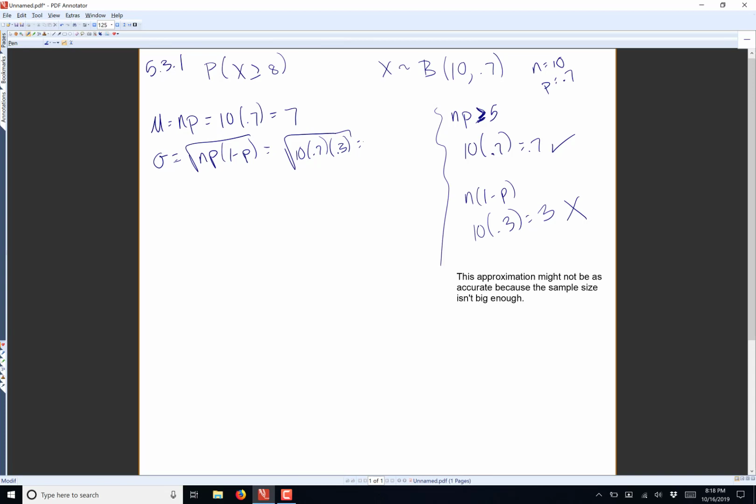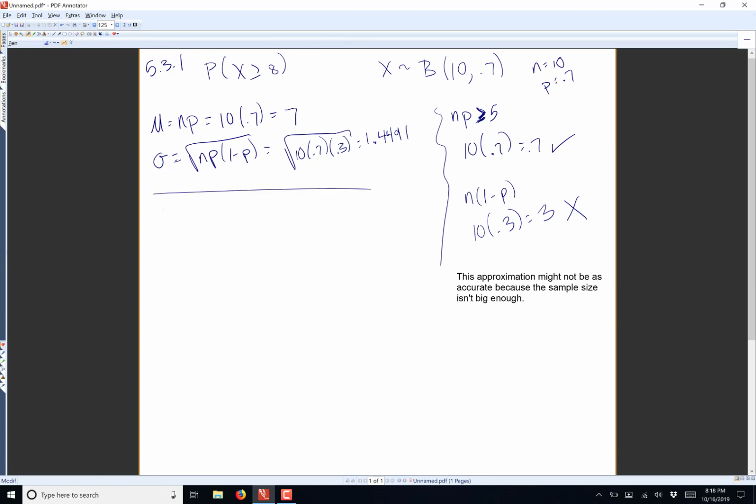Putting that into my calculator, I get 1.4491. Now, keep in mind, the textbook does not round. They put all of this in all at once, so your answer might be slightly different because of rounding. Okay, so we found the mean, we found the standard deviation.